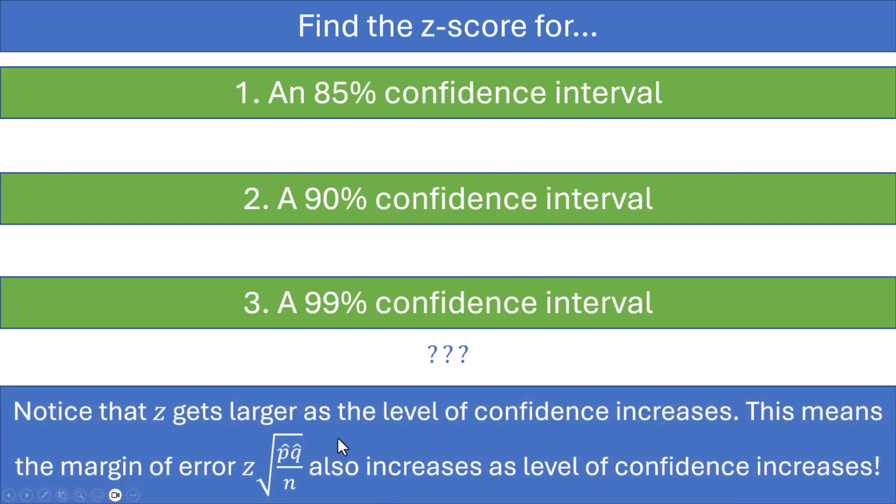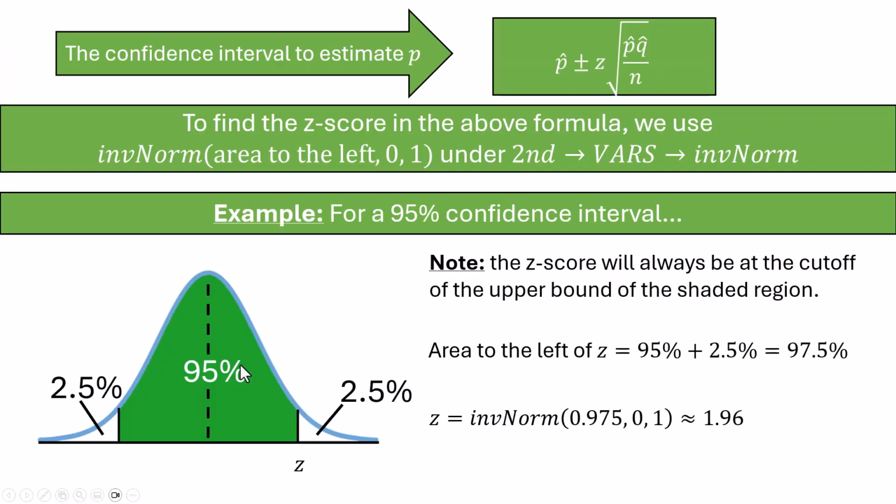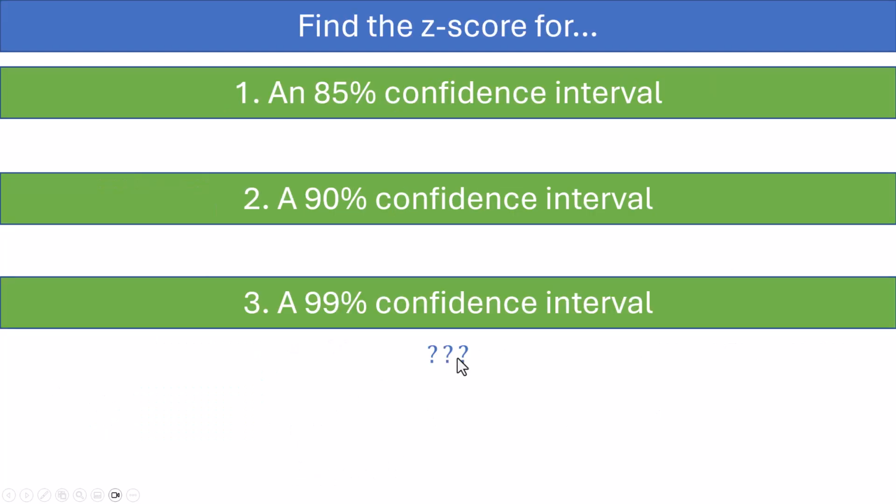Now, I'm not going to give you the answers here, but just notice that if you did this correctly, the z-score is going to get larger as the level of confidence increases. So the higher your percentage here, the higher the z-score, which should make sense, right? If we go back to this slide, if you have a higher percent in the middle, that's going to push the z-score a little bit further to the right.